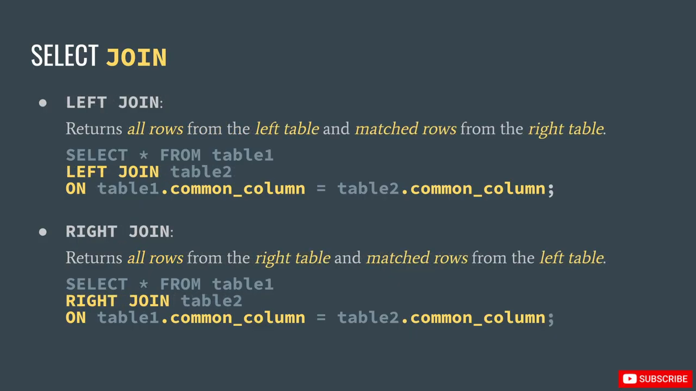Now let's look at left join and right join, which allow us to pull all rows from one table while including only matched rows from the other. With a left join, you get all rows from the left table and only the matched rows from the right table. Similarly, a right join does the reverse. It returns all rows from the right table and matched rows from the left.